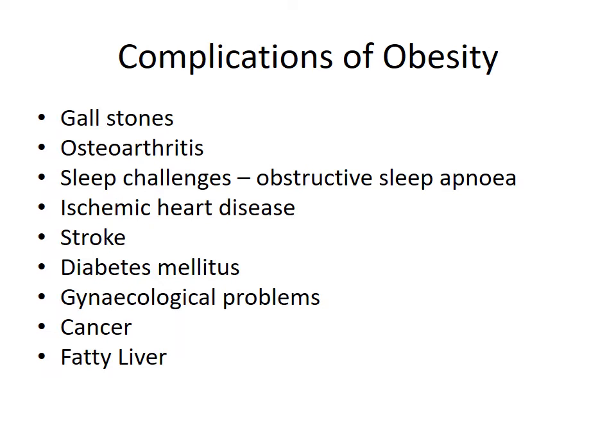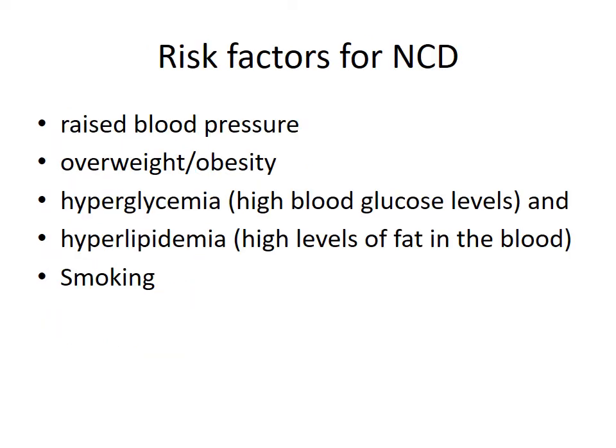So obesity is not good. Culturally, it's something that people used to like, that it's nice to be fat, but it has health consequences, and so it should be discouraged. So in summary, the risk factors for non-communicable diseases include raised blood pressure, being overweight, excessive or high blood sugar, and high lipids in the blood. I'm not talking much about lipids now because time is against us. And the last one is smoking. So all these five we need to do something about.